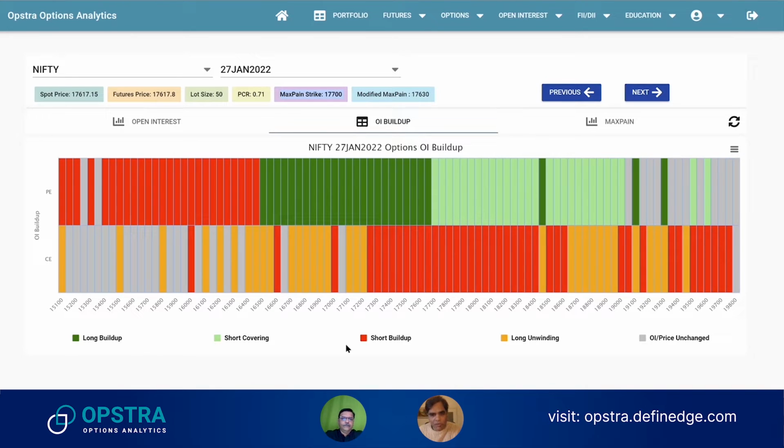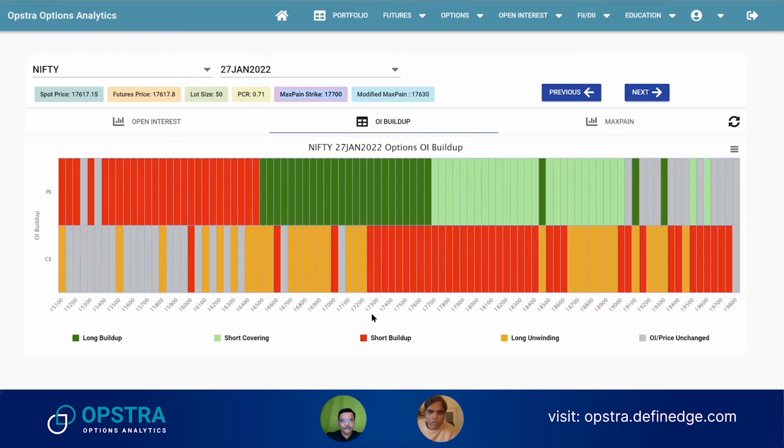Here they have four different ways of the option buildup: long buildup, short covering, short buildup, and long unwinding. If it is red, it means longs are unwinding or shorts are building up, and if it is green, it means longs are building or short covering is happening. Just by looking at this, you can quickly say that the market is very bearish. You have to look at this from the perspective of an option seller, that they are in control of the market and not the option buyers.